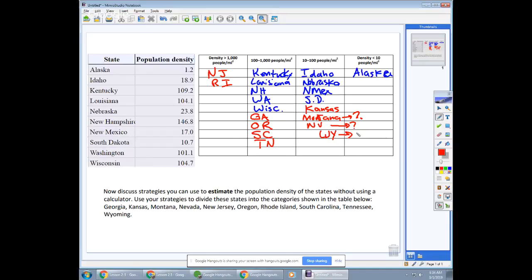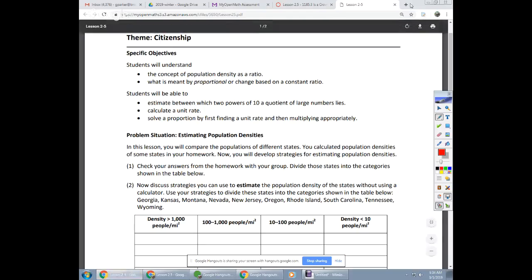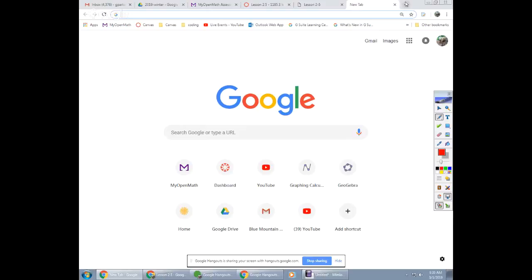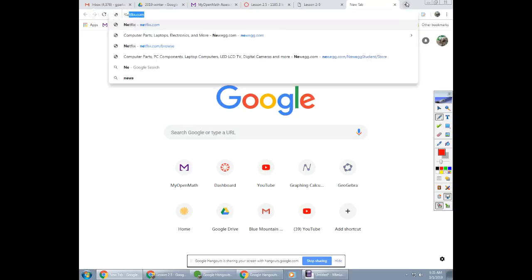All right. So we made some guesses based on thinking about other states. So let's actually look some of this up and see what we can find. Let's go to a browser. Which one was questionable? Which one were we pretty confident about? New Jersey. Okay. So I'm just going to type in New Jersey.